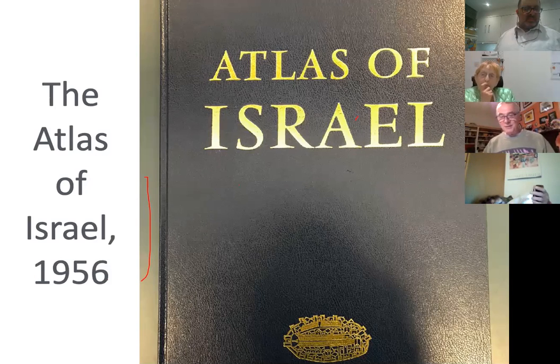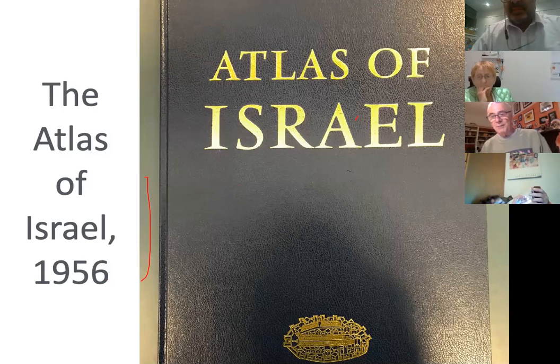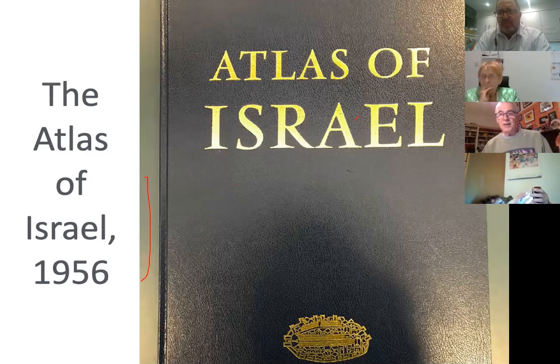But perhaps if you look down at the bottom of the Atlas of Israel, you can see there, if you remember the Madaba map that I showed you right at the beginning, there is the Madaba map of Jerusalem embossed onto the cover of the first Atlas of Israel from 1956.